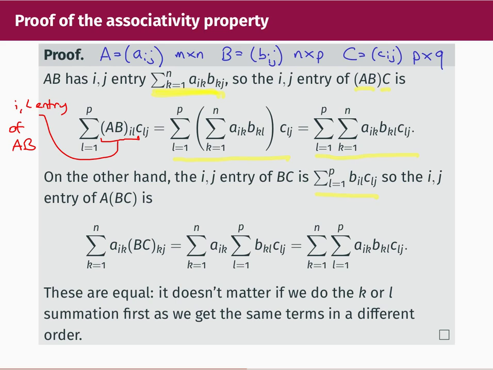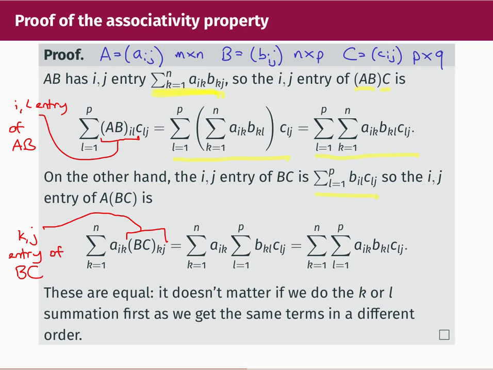Anyway, now we know this, we're able to work out the ij entry of A times BC. It is, again, using the definition of matrix multiplication, the sum from K equals 1 to N of AIK times the KJ entry of B times C. And again, I'm using a bit of special notation here, which I haven't used before, so let's just label it to say what I mean. This thing here, what I mean by this, again, is the KJ entry of B times C.